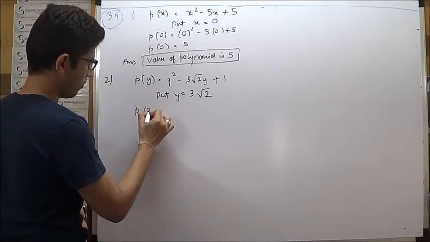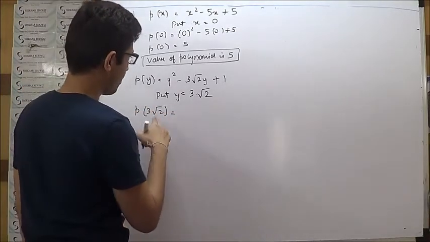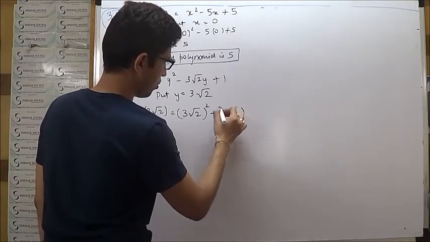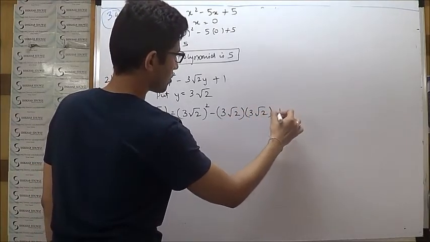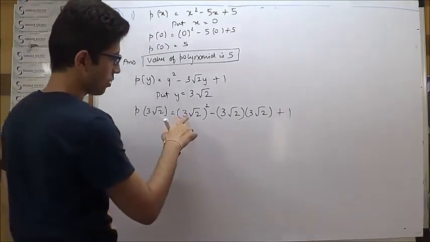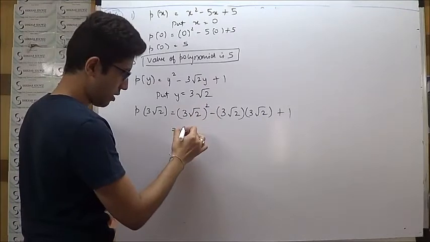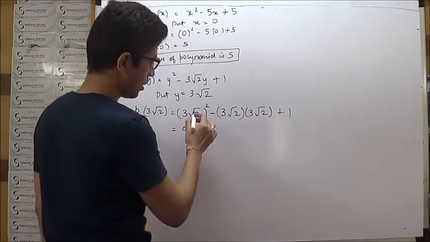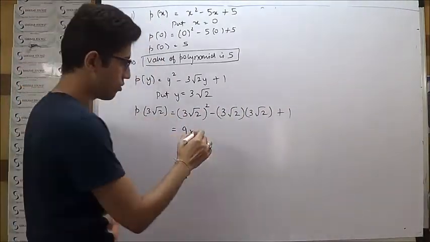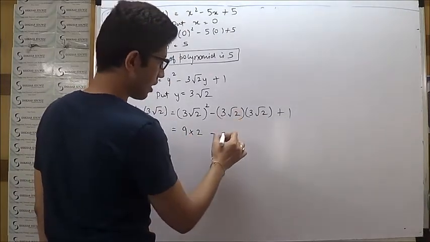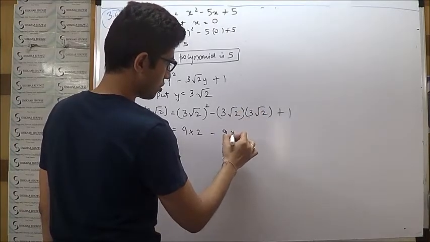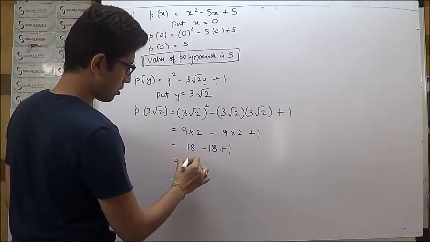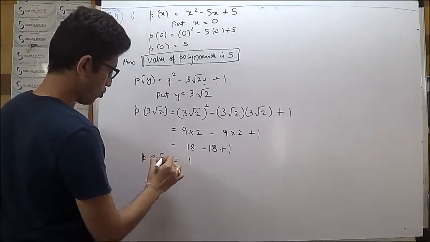So p of 3 root 2 is equal to, where y is there, put 3 root 2, the whole square, minus 3 root 2 into 3 root 2 plus 1. Now how do you do this? 3 square is 9, into root 2 into root 2 is 2. It's not 4. Root 2 into root 2 is root 4, and root 4 value is 2. Similarly, 3 threes are 9, root 2 into root 2 is 2, plus 1. So 9 2s are 18. Here also 9 2s are 18, plus 1. 18, 18 cancels. So p of 3 root 2 is 1.